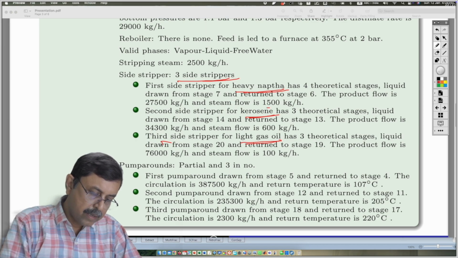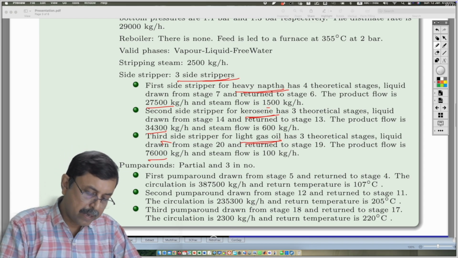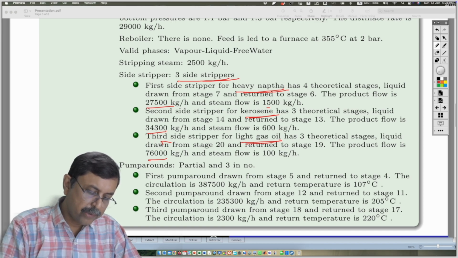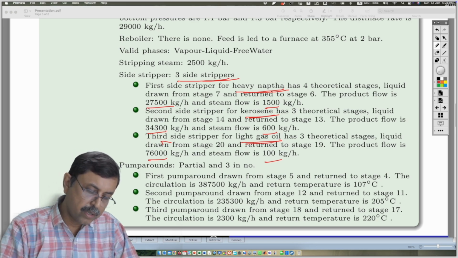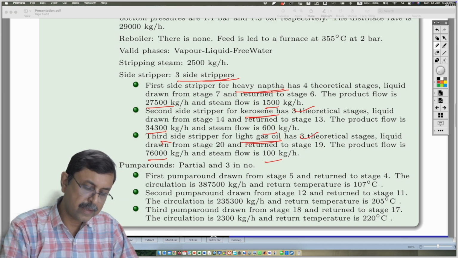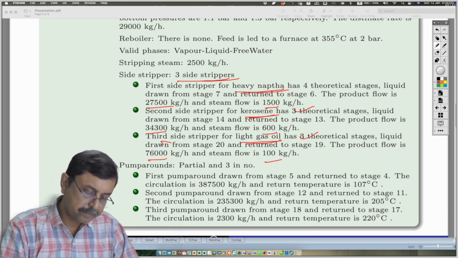Flow rates are heavy naphtha 27,500, kerosene 34,300, and light gas oil 76,000 kg per hour. Their steam flow rates are also given: 1,500, 600 and 100 respectively. The strippers have theoretical stages: 4 theoretical stages for the first one, 3 theoretical stages in the second one, and the third one also has 3 theoretical stages.